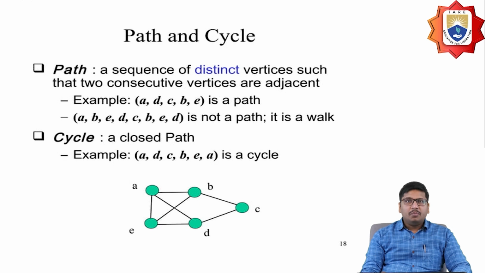And next we are going to see path and cycle. The path is a sequence of distinct vertices such that two consecutive vertices are adjacent. And a cycle is a closed path, that means the source and destination should be the same.